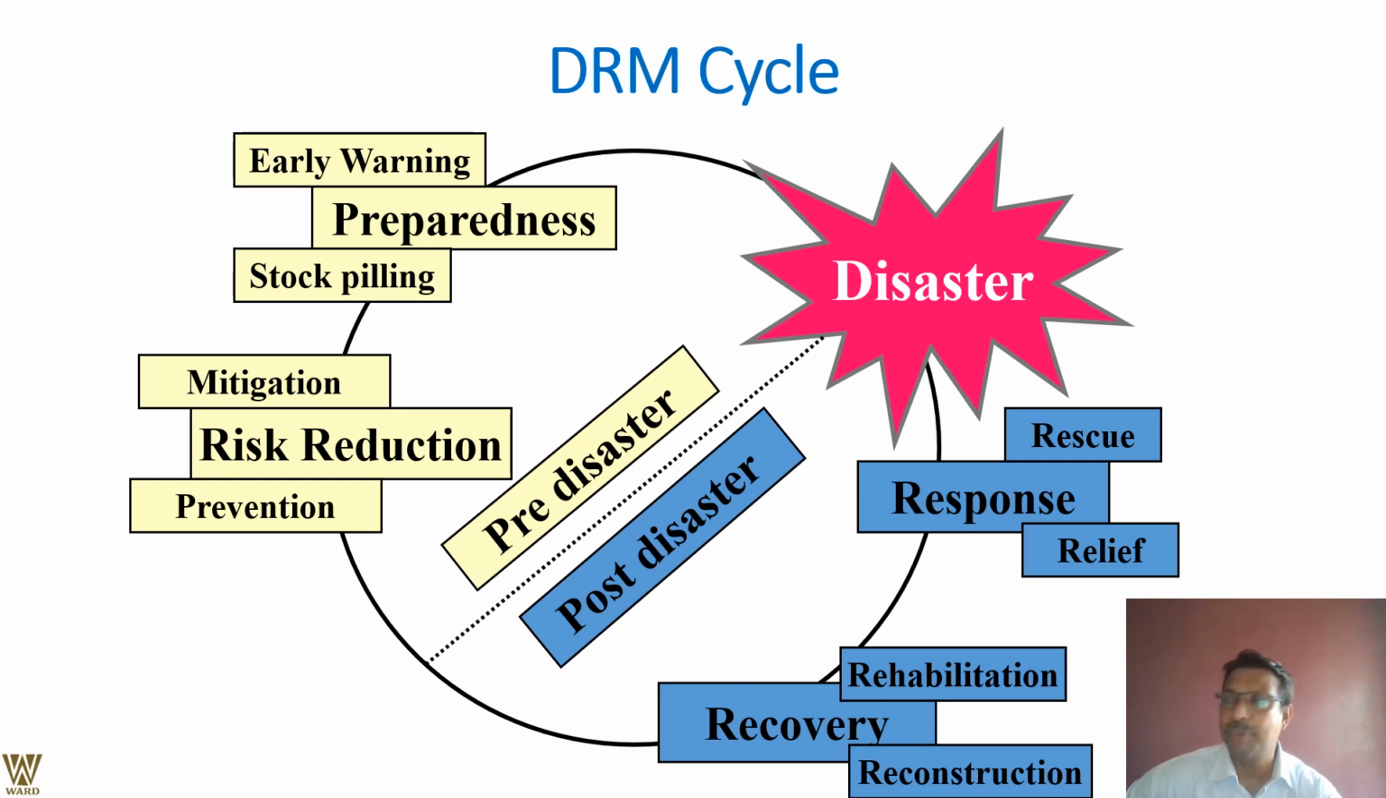Both of responses, we have rescue and relief. Recovery would be rehabilitation and reconstruction. Risk reduction is all about mitigation and preparedness, and preparedness preventions. Preparedness is all about stockpiling and early warning.